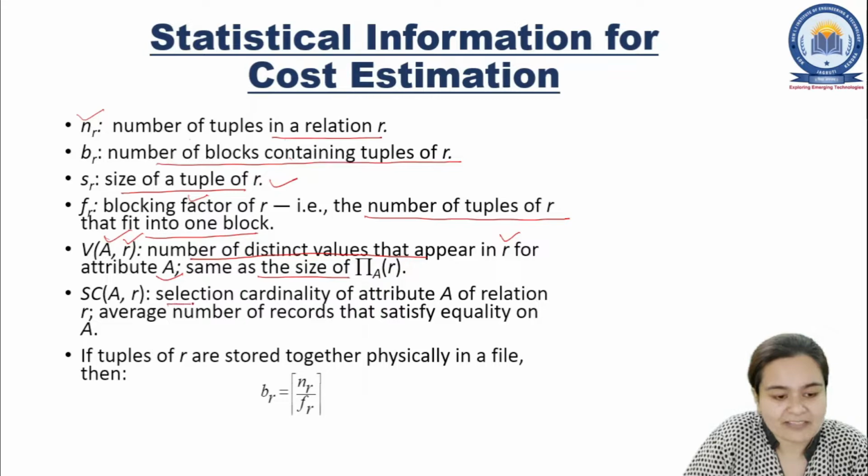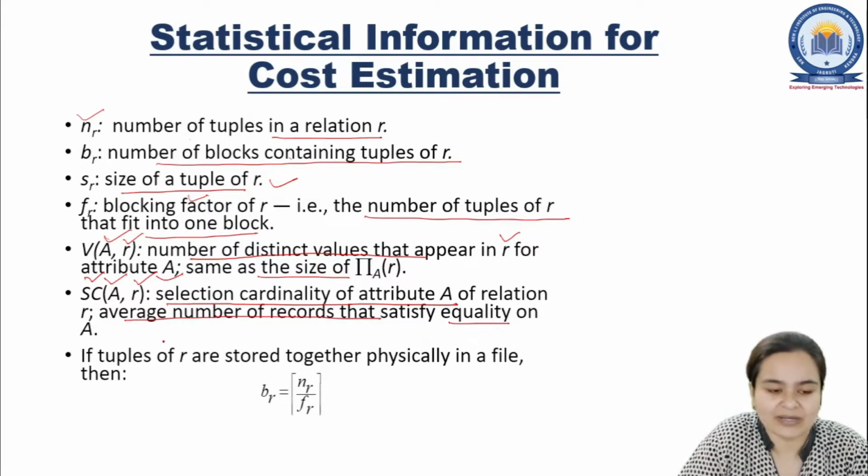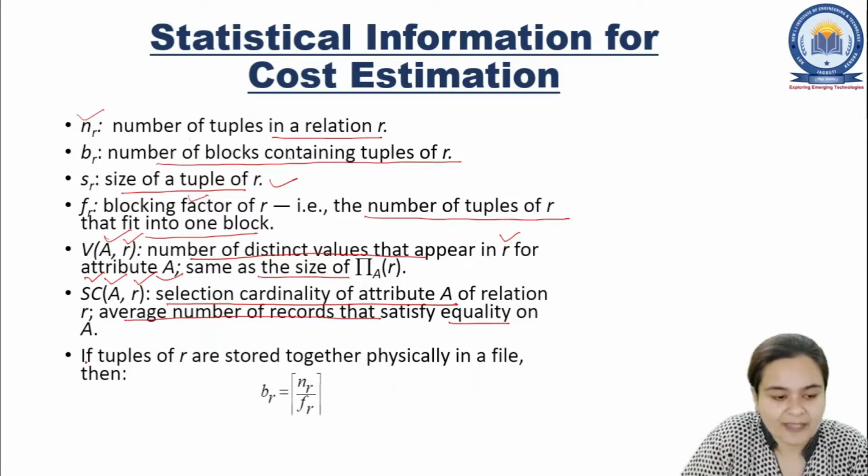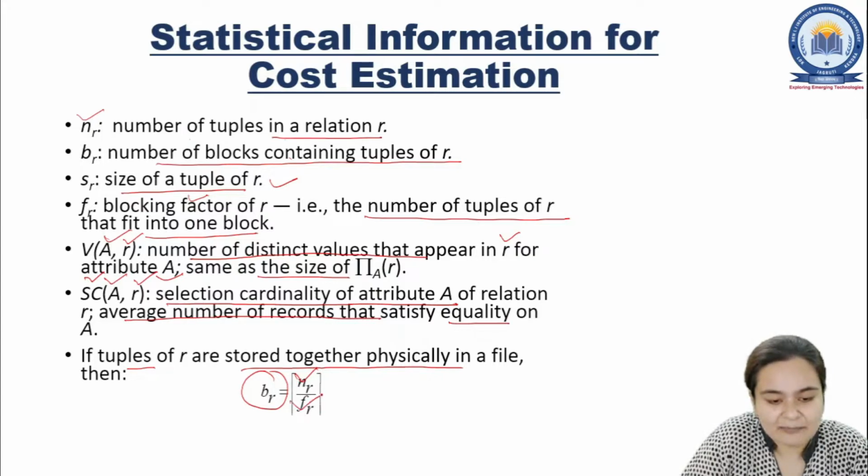Similarly, we have the selection cardinality of an attribute A of a relation, represented as SC(A, R), with the attribute and the relation again. It is the average number of records that satisfy equality on A. If the tuples of R are stored together physically in a file, then the number of blocks that contain R is given by the ceiling of the number of tuples in relation R divided by the blocking factor of R.